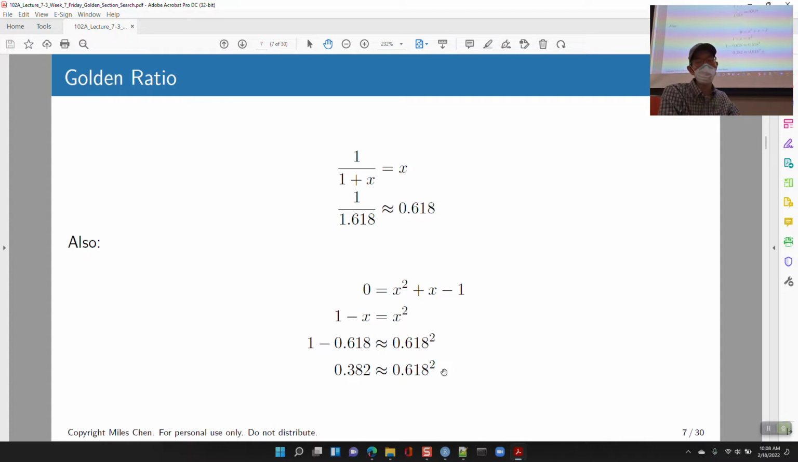So why did we talk about the golden ratio to begin with? Well, it's useful because we created this optimization algorithm that takes advantage of these properties of the golden ratio, so that we don't have to repeat our calculations all of the time.